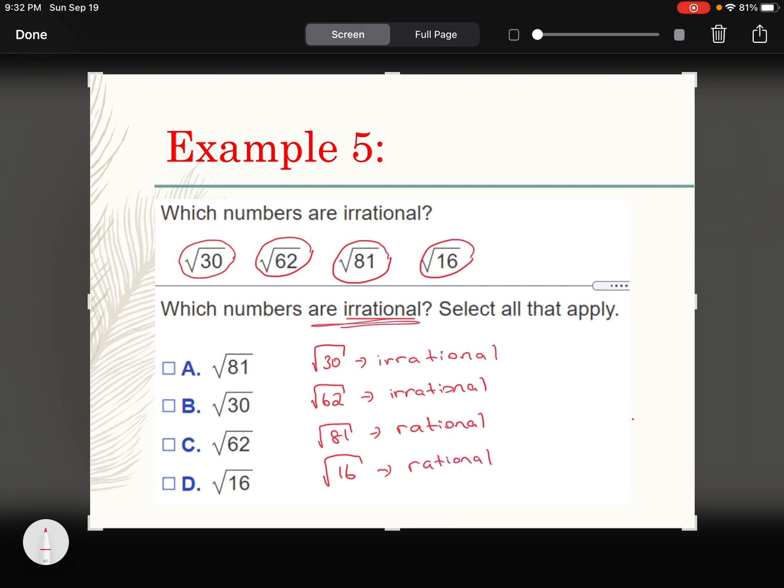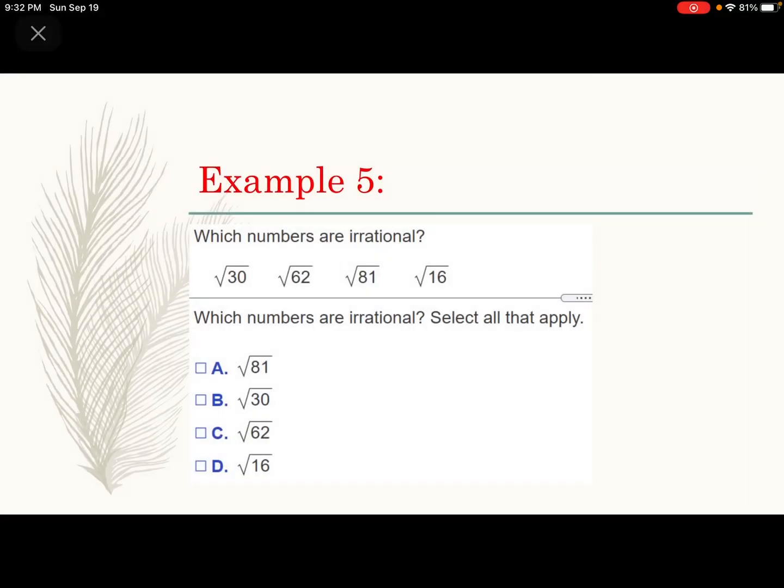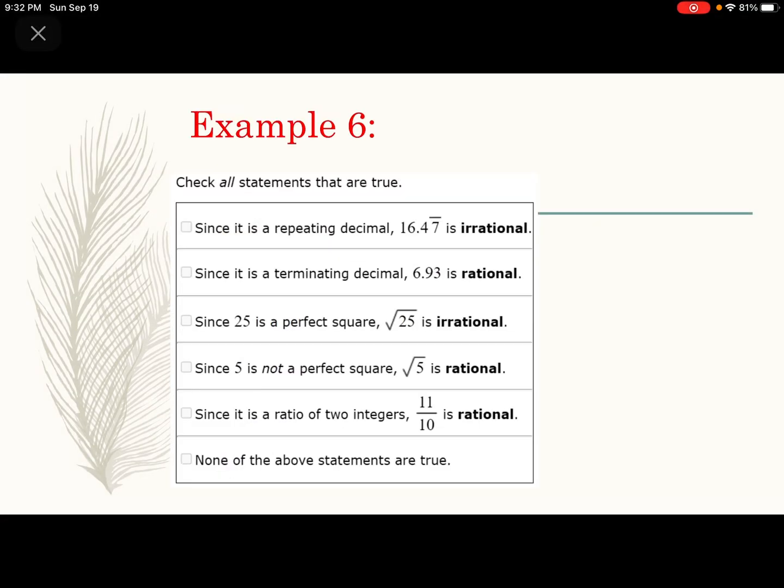So which numbers are irrational? Square root of 30, and then square root of 62, right? Okay, so we are done with example 5. I will move on to example 6.